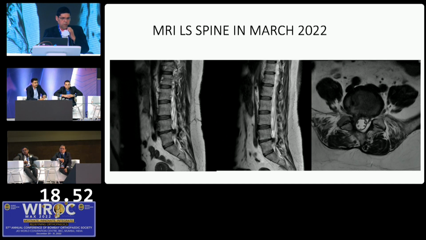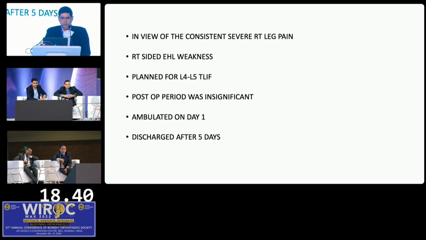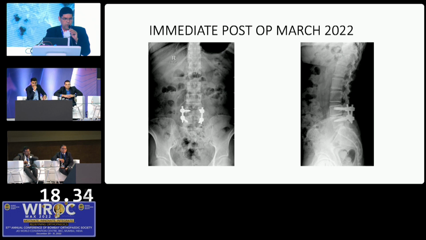Okay. In view of the consistent and severe right leg pain and right-side EHL weakness which had developed, she was planned for an L4-5 T-lift, and she was better after the surgery. This was her immediate post-op. She had a calcification in that disc, so the nerve root was inflamed and the disc was calcified. The T-lift approach helped protect the nerve root, which already had adhesions, from injury. Otherwise, with the adhesions, the calcification around the disc and the epidural fibrosis, there would have been a post-op radiculopathy.